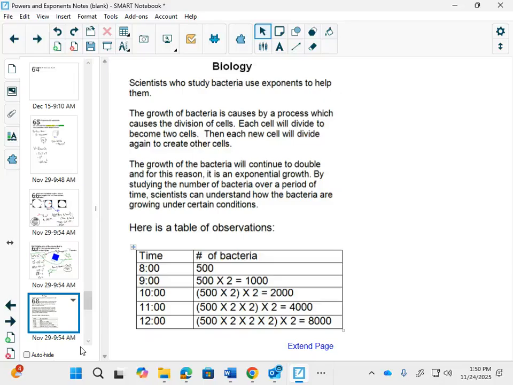Our next application of exponents is in biology. Scientists who study bacteria use exponents. The growth of bacteria is caused by a process which causes the division of cells, and every time it divides, you get double. So here is an example. You start off with 500 bacteria at 8 o'clock, and it's going to divide every hour. Does it make sense that if you have 500 at 8 o'clock, at 9 o'clock you would have 1,000?